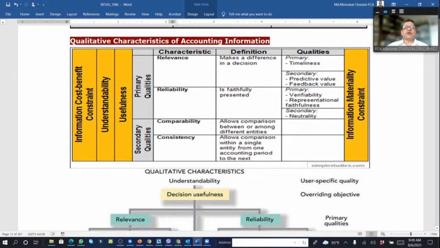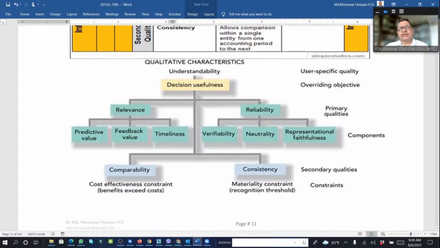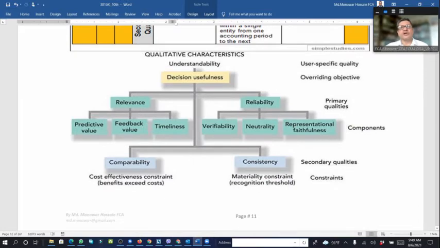And if we look at the qualitative characteristics of accounting information, the information we input into our financial statement must have specific qualities. Financial data must have understandability. It should have decision usefulness, it must be relevant, and it must have reliability, that is, data reliability.